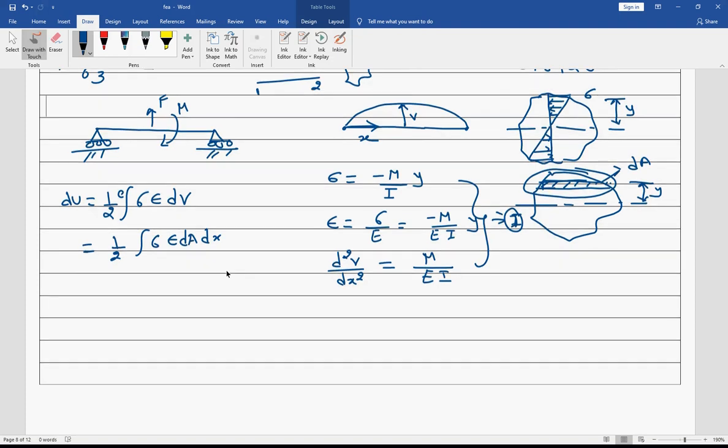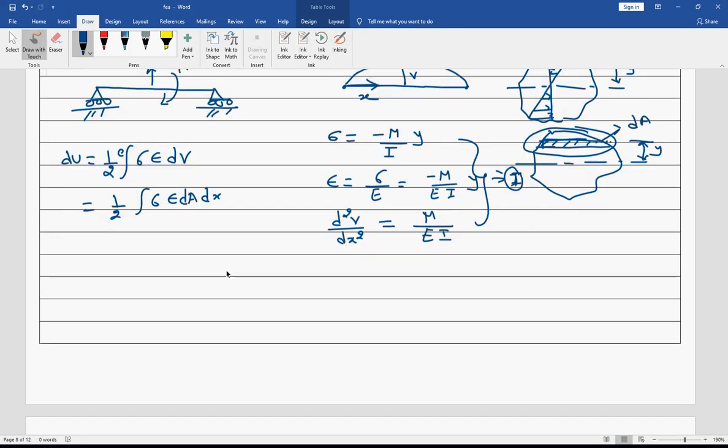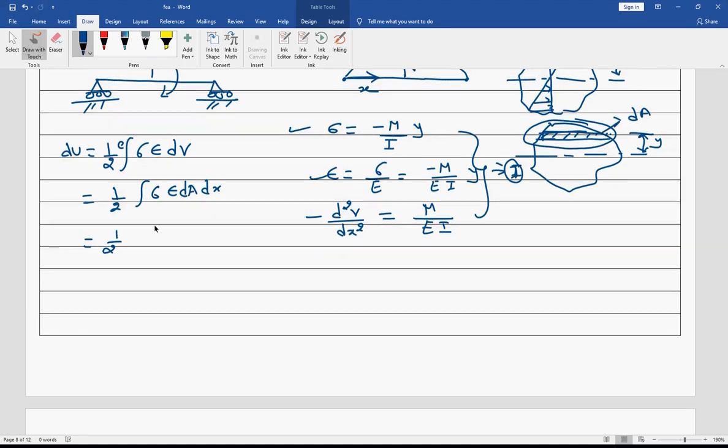Now already we have written this and this, so we have utilized that. So from the sigma, if I put minus M by I y, and epsilon I put it minus M upon E I, so if I replace this and this, I'm going to get integration of, so M is going to get square, E remains as it is, I is going to get square, and y is also going to get square, and this will be dA dx.